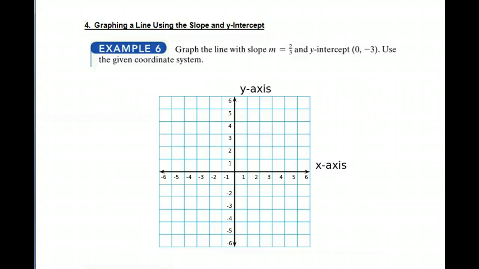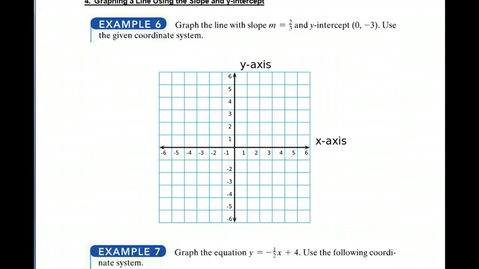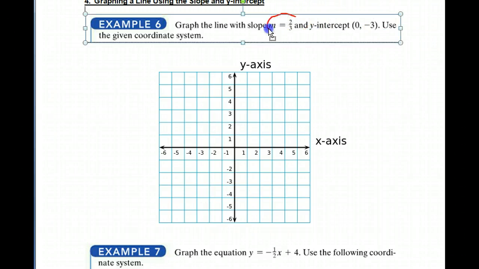The next section requires us to graph a line when we're given the slope and the intercept. As you can see, they told us the slope right here, and they gave us the y-intercept right there because it's in the position of 0, comma, a number. So you always start with your intercept. You're going to plot that point. So we're going to go down to 0, -3.